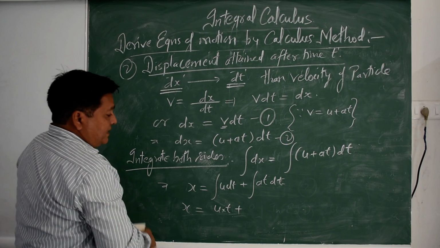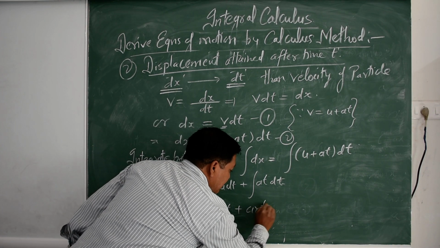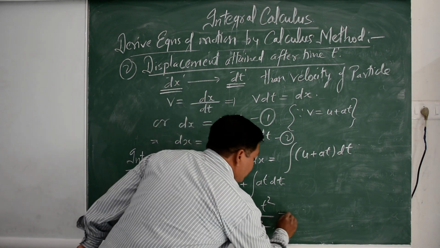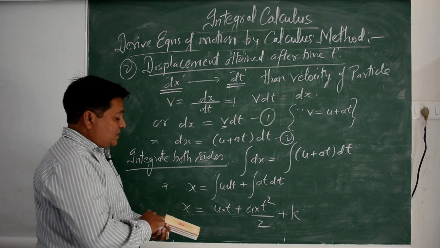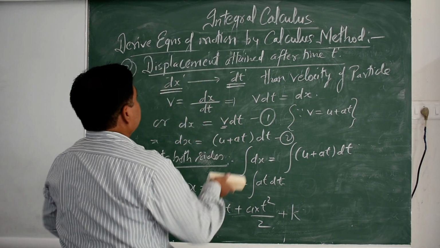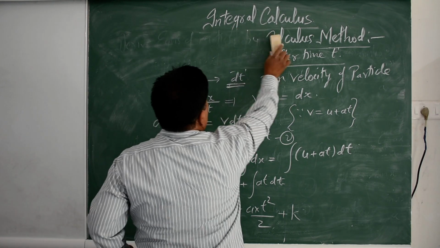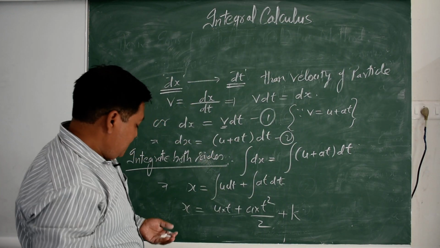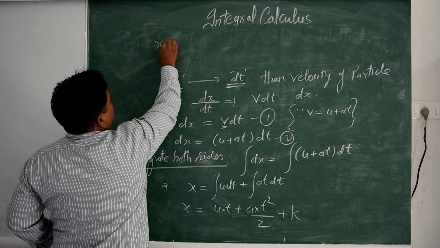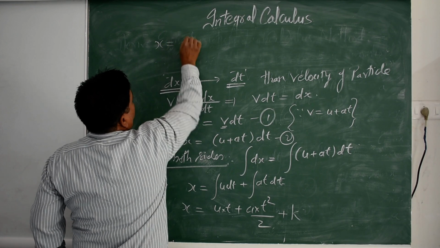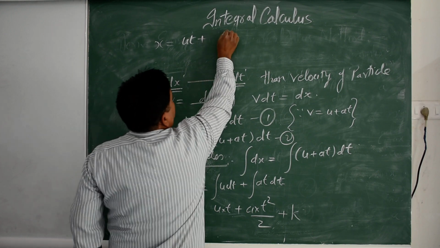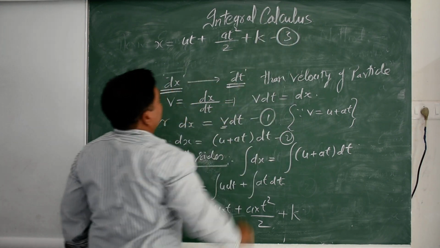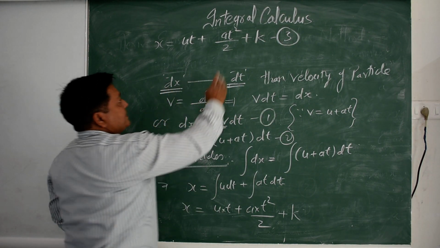So what do we write here? It will be a into t square upon 2. Now since this is an indefinite integration, we have to add one more constant in the result. So this becomes equation number 3: x is equal to ut plus at square upon 2 plus k. Let us call this equation number 3. Now we suppose that this is t square actually.